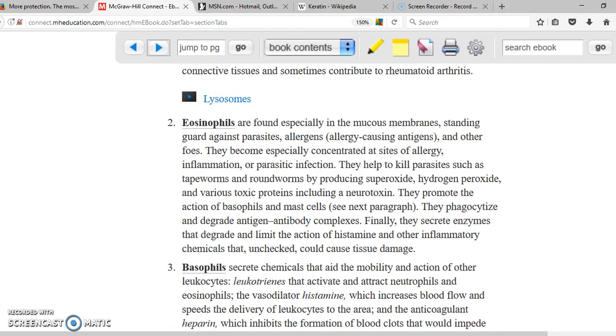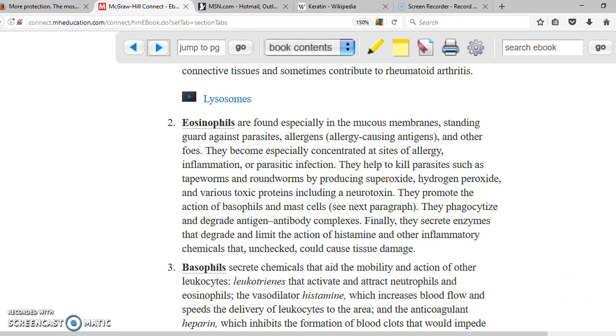Next ones that we have are going to be eosinophils. Eosinophils are also white blood cells that are going to be specific a lot of times just for parasites as well as allergens. These eosinophils, for example, are very important in people that have asthma. So they are going to also produce superoxide as well as hydrogen peroxide in order to destroy the parasites in particular. They're going to secrete some enzymes in order to limit the action of other chemicals that, for example, the neutrophils are going to produce, as well as the basophils.